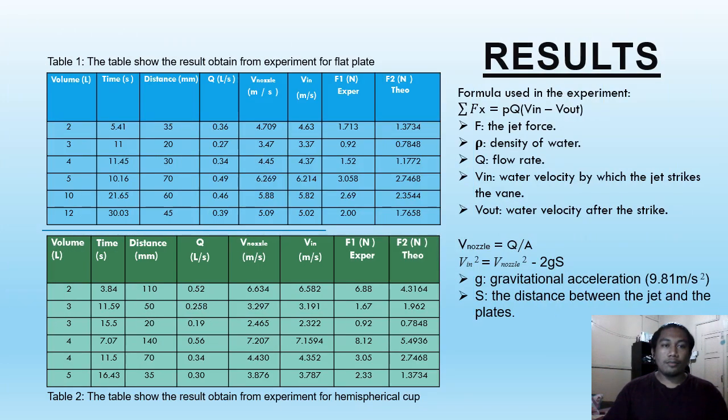The results of the experiment are then recorded in tables. Table 1 shows the results obtained from the experiment for the flat plate. Table 2 shows the results obtained for the spherical cup. And this is the formula used in this experiment.